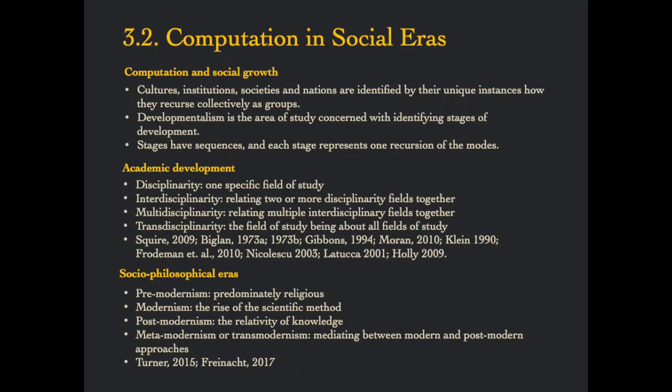I have a couple of references here from Turner and Frenrecht. But the thing here is that pre-modernism and modernism tend to have to do with absolutism, postmodernism tends to do with relativism, and metamodernism or transmodernism has to do with combining these together. So we see there are the computational modes in the socio-philosophical eras of static, dynamic, and multidynamic.